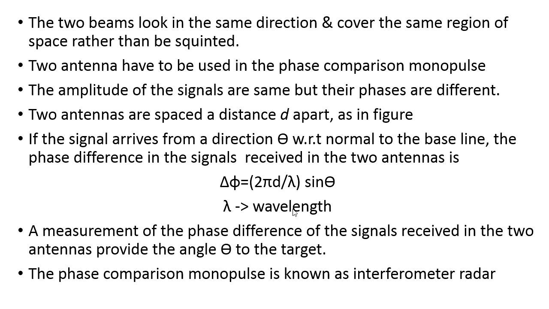Why are we using phase comparison? Compared to the previous one, where we were just comparing the amplitude, in phase comparison, in order to calculate the angular error, we use the phase error concept. That is the difference between amplitude comparison monopulse and phase comparison monopulse. Phase comparison monopulse is also called an interferometer radar. The other name for phase comparison monopulse is interferometer radar. This is the phase difference we calculate between the two antennas, given as 2 pi d by lambda into sine theta.